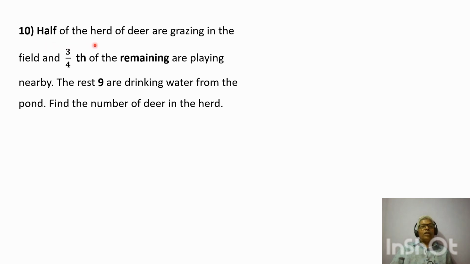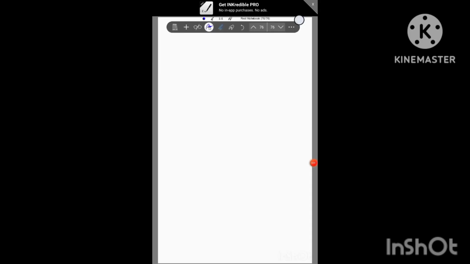Half of the herd of deer are grazing in the field, and three-fourths of the remaining, remember, remaining, are playing nearby. The rest 9 are drinking water from the pond. Find the number of deer in the herd. We are solving another example.